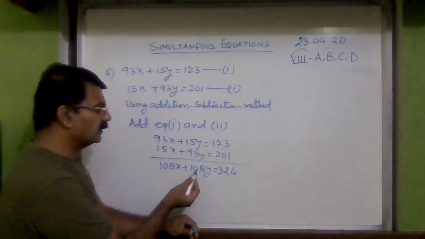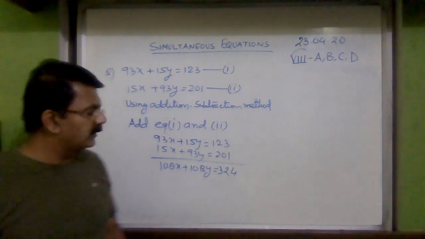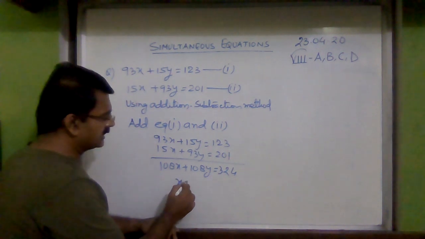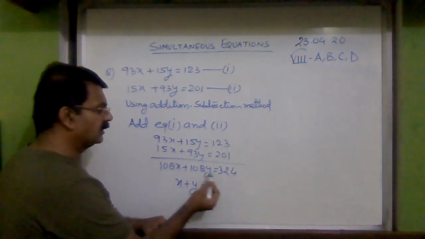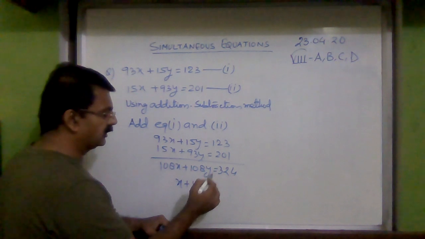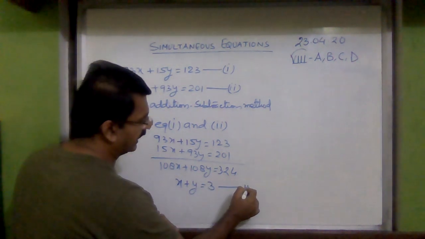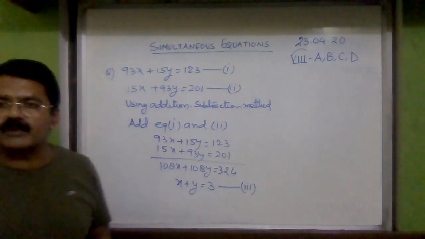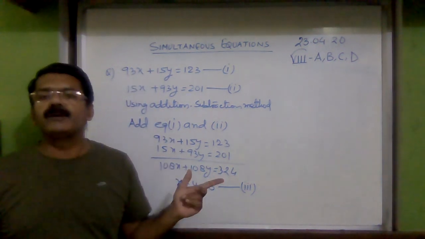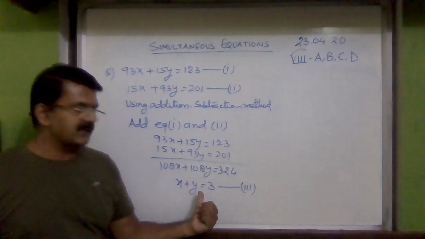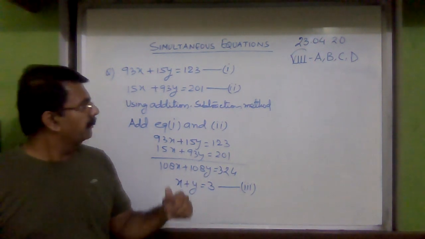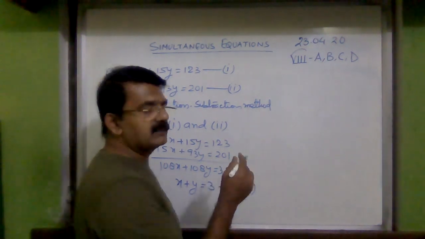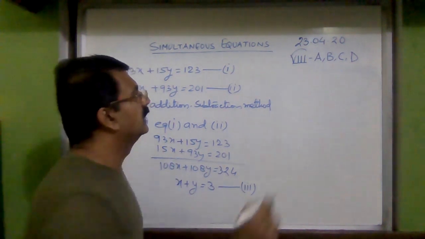Now you can see the coefficient of x and y are same, 108. You divide the whole equation by 108, then you will have x plus y is equal to 3, since 108 into 3 gives you 324. That is equation number 3. You can see just by adding equation 1 and 2, we get a very simple equation in x and y. X plus y is 3. Now we will subtract equation 2 from equation 1. That is why it is called addition subtraction method.